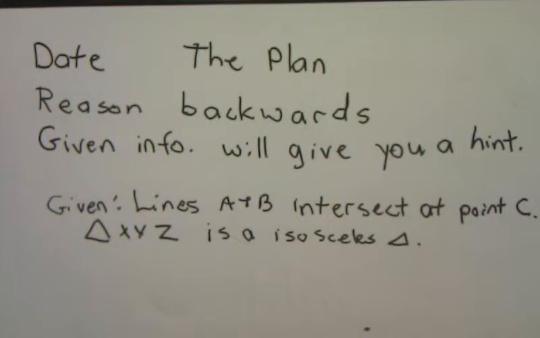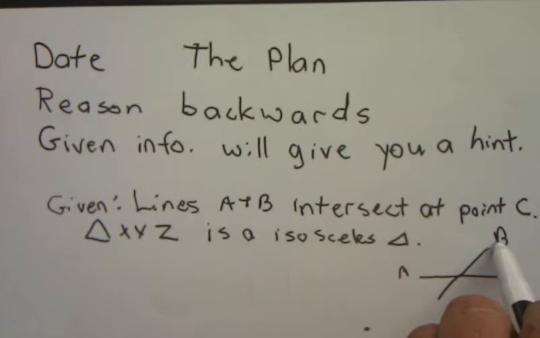What about the given information triangle XYZ is an isosceles triangle? What other information can you deduce from this statement? Normally, remember, we would do our diagram. We have two lines, line A and B. Now if this is going to be an isosceles triangle, it's not going to be able to go straight up and down, so it's probably going to have to go like this. So here's line A, here's line B. They intersect at point C.